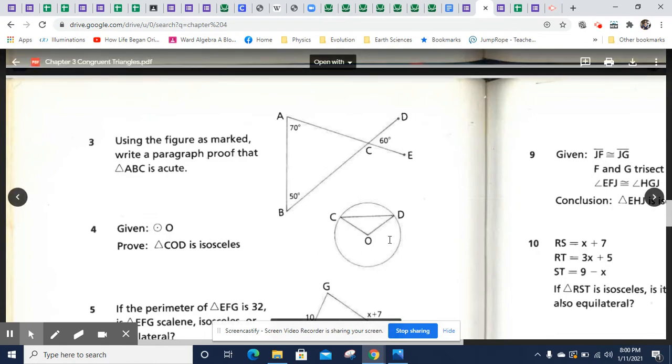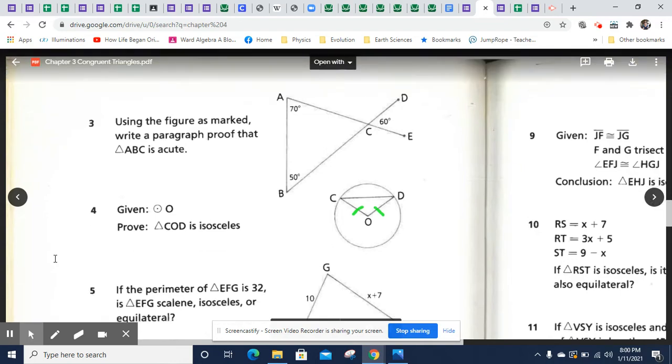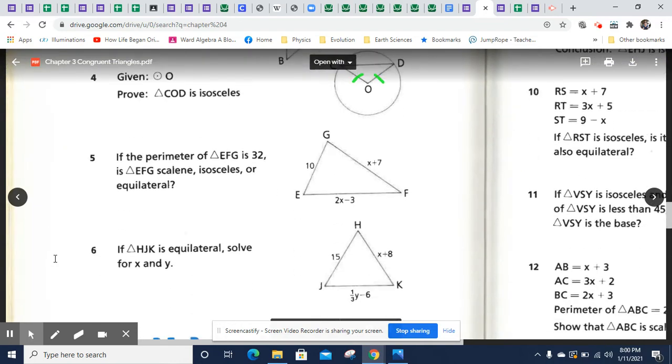And in this type of problem, you want to remind yourself this is a circle, and you were given that the radii of a circle, which are CO and DO, those are radii, are congruent. And right there, I've just identified 2 congruent sides of that triangle, so it's got to be isosceles.